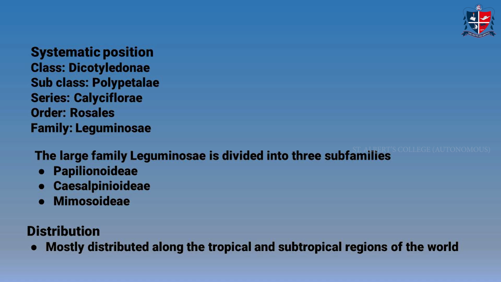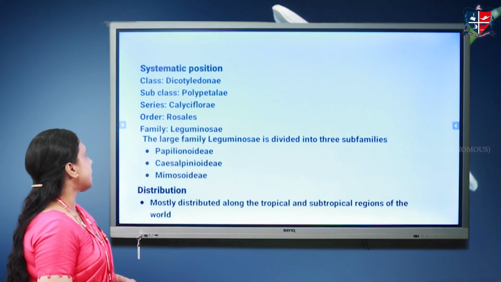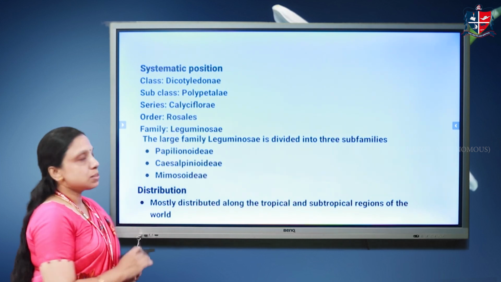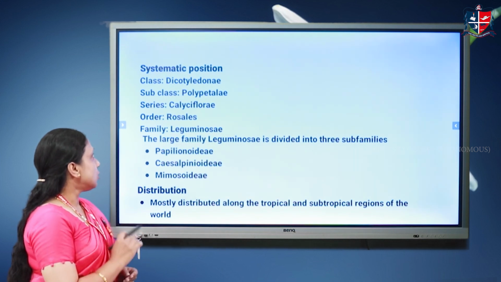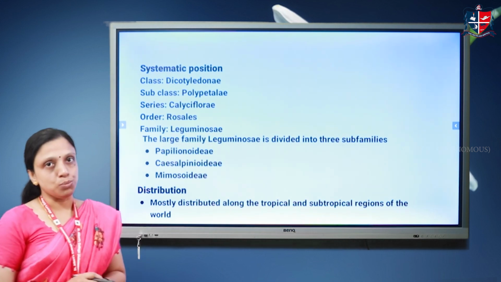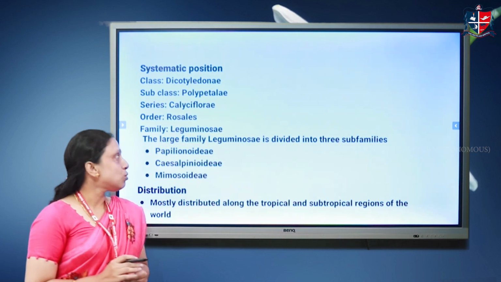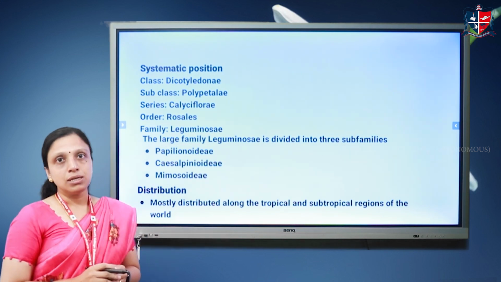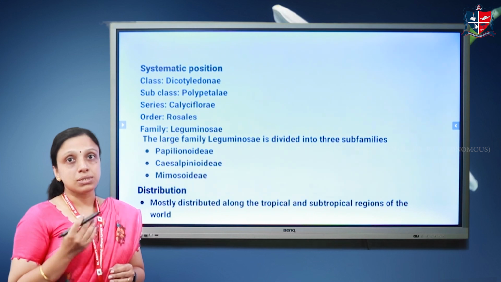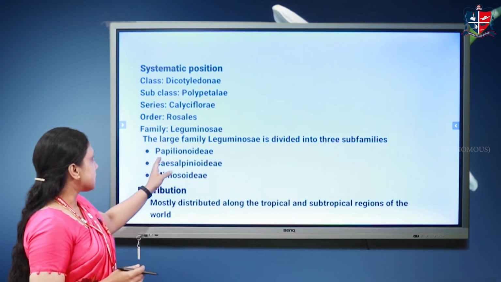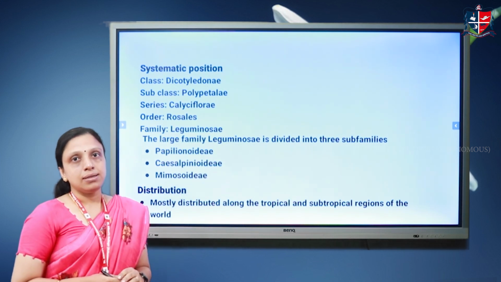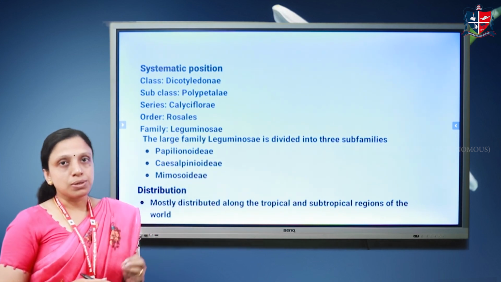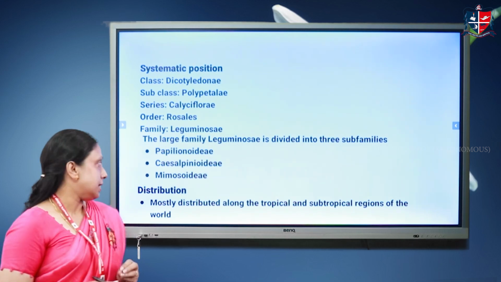So about the systematic position, the family Caesalpiniaceae belongs to the class Dicotyledonae, subclass Polypetalae, series Caliciflorae, order Rosales and family Leguminosae. The family Leguminosae is a large family, so it is further divided into three subfamilies, that is Papilionoideae, Caesalpinoideae and Mimosoideae. The Caesalpinoideae is also considered as Caesalpiniaceae.